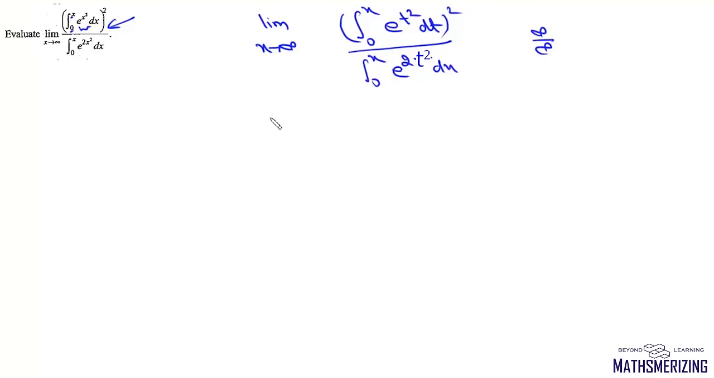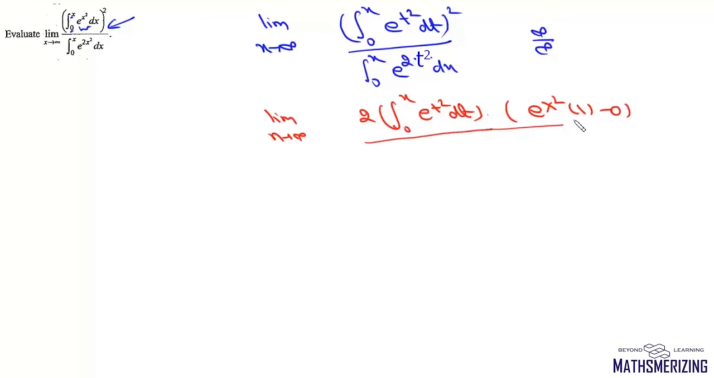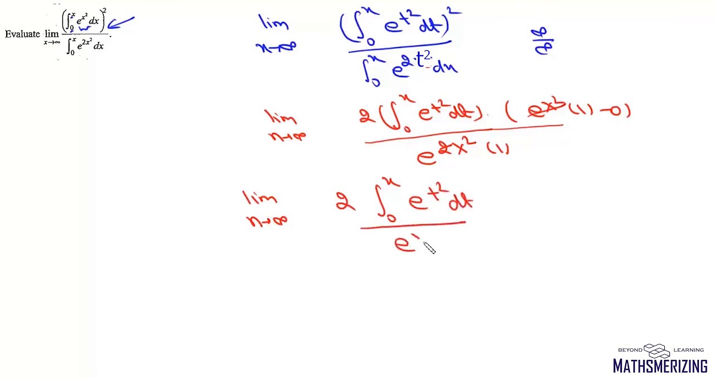So we'll use Leibniz integral formula. We write limit x tends to infinity. This is 2 into integral 0 to x e to the power t square dt into derivative of this function, which will be e to the power x square into 1 minus 0. Then the denominator will be e to the power 2x square into 1. Now here e to the power x square and e to the power 2x square will cancel. So we'll get this as limit x tends to infinity, 2 into this integral from 0 to x e to the power t square dt upon e to the power x square, which is infinity upon infinity form.